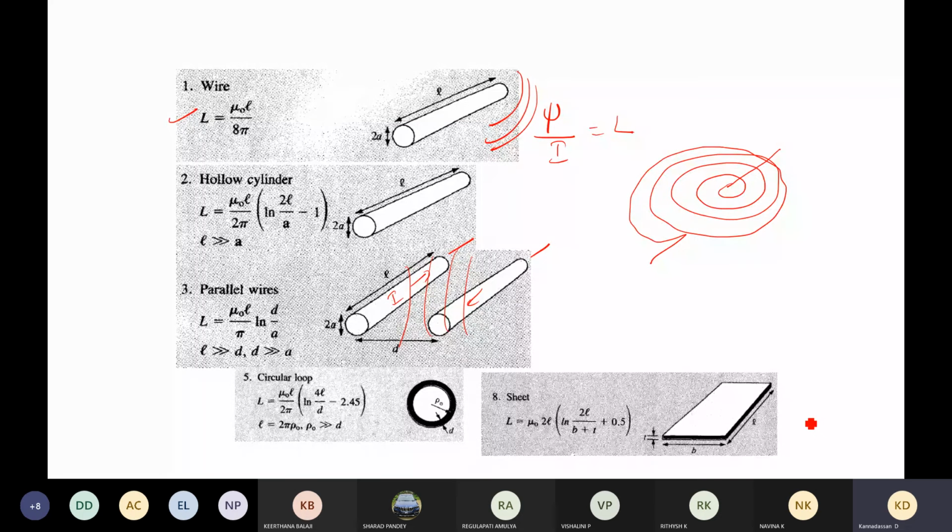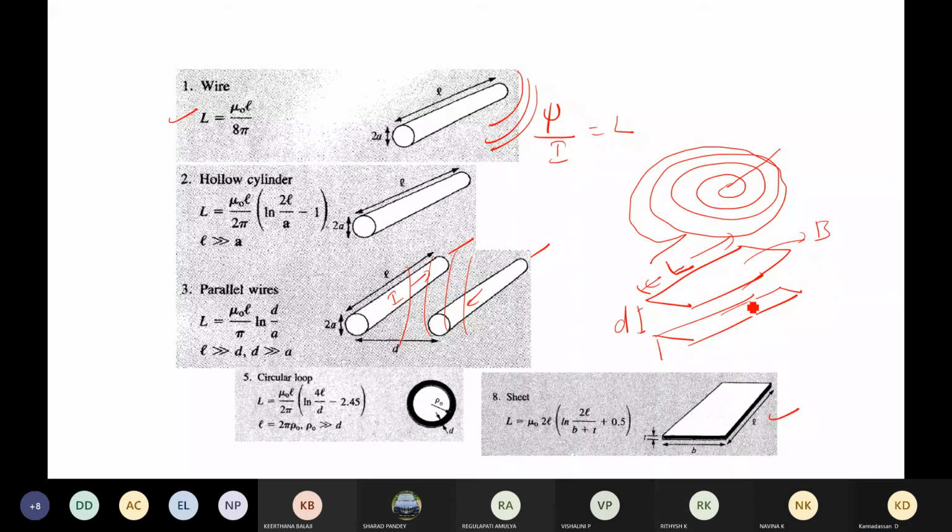Finally, you have the slab. For a slab also, a magnetic field is possible. If you have two slabs separated by a distance d, and they have a length L, then because of this length L you will get a magnetic field, and because of the separation between them you will get the electric field. Electric flux density, magnetic flux density. So the structure can produce both inductance and capacitance.